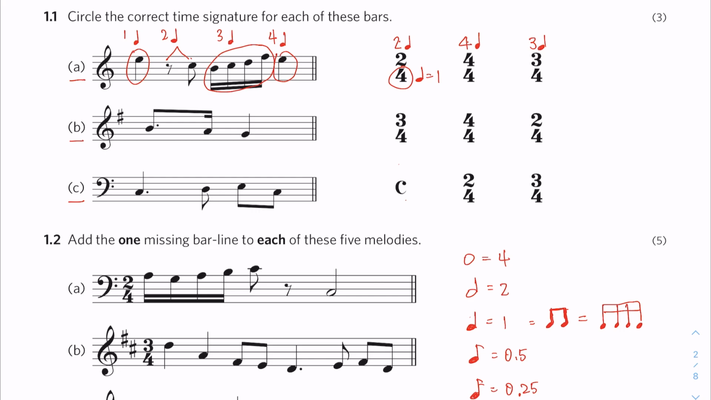Here in this paper question, they ask you to circle the answer. In the real digital exam, you don't need to circle it. You just need to put your mouse on the correct answer and click. So I'm going to circle 4 times for question A.